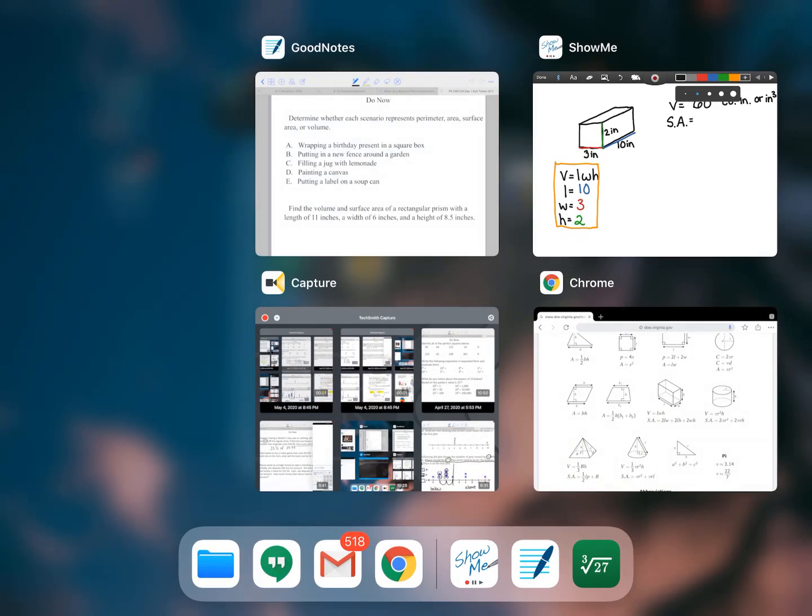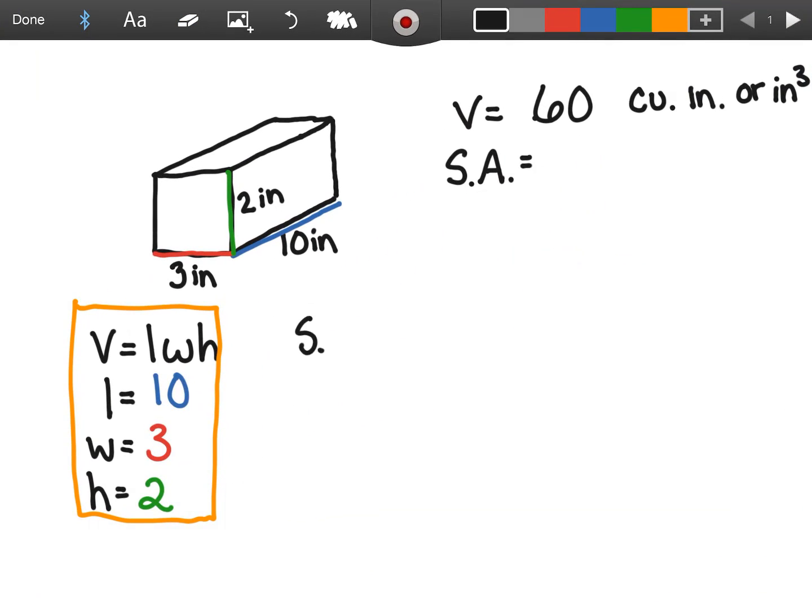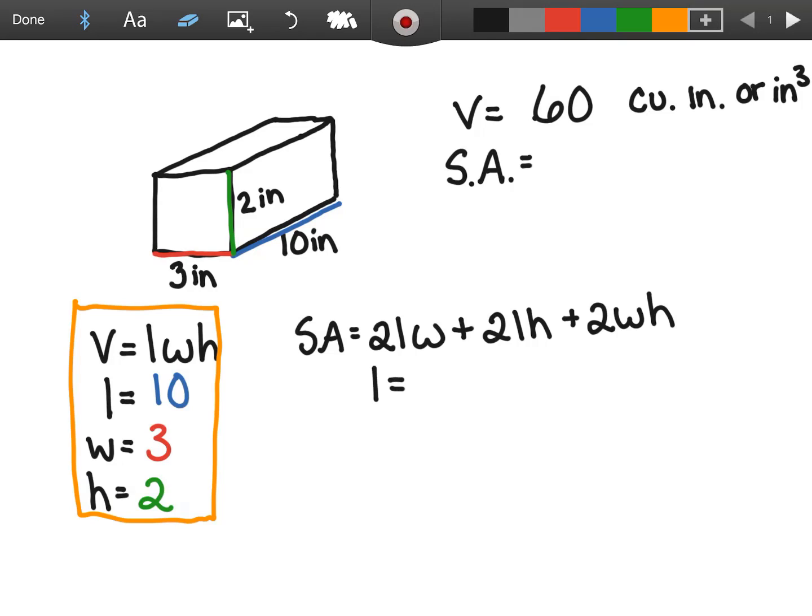Let's move on to surface area. Our formula for surface area, according to our formula sheet, is 2 times the length times the width, plus 2 times the length times the height, plus 2 times the width times the height. And just as before, we need to know what L is equal to, what W is equal to, and what H is equal to. Fortunately, all of this information is exactly the same as the volume. The length is 10, the width is 3, and the height is 2.